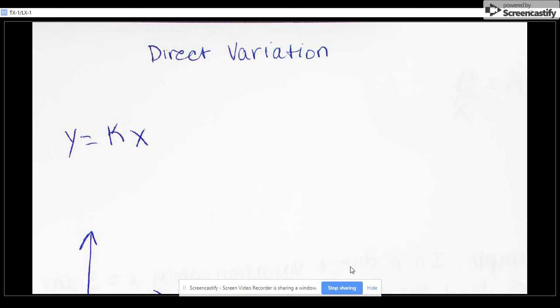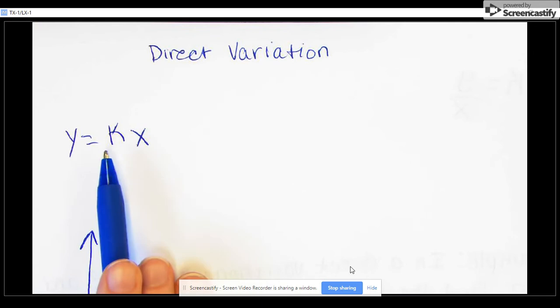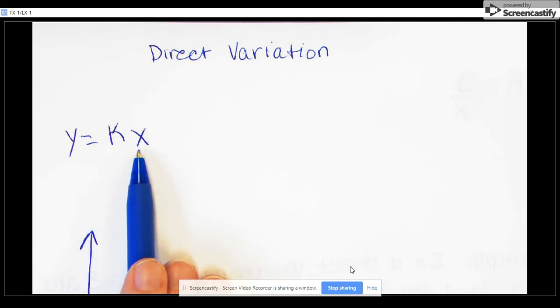Hi everyone. Today we're going to be talking about direct variation. Now, direct variation is when the x values and the y values have a direct or the same relationship. So let's see how that works. The equation that you're going to be using for direct variation is y equals kx.